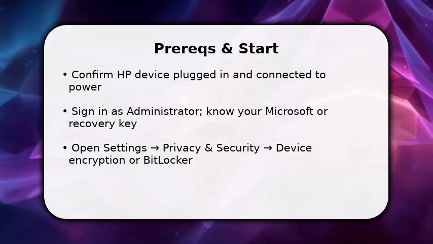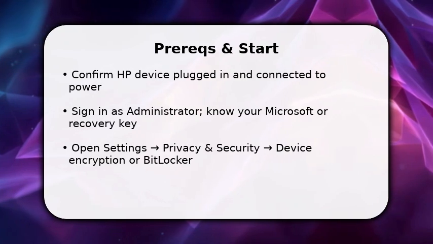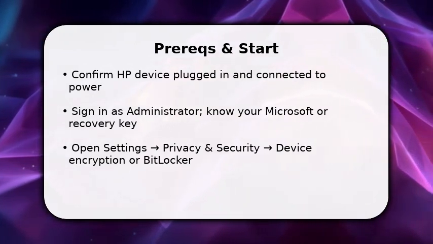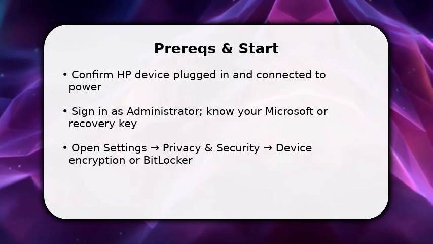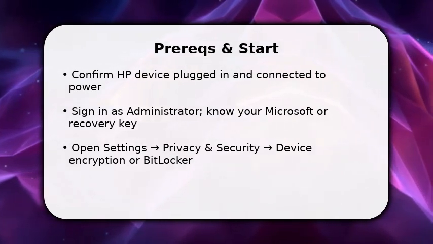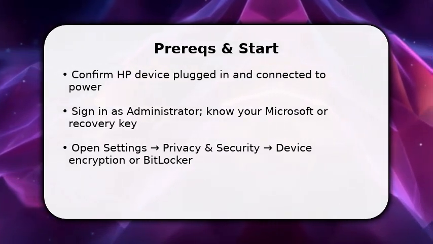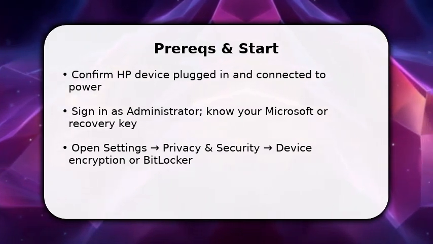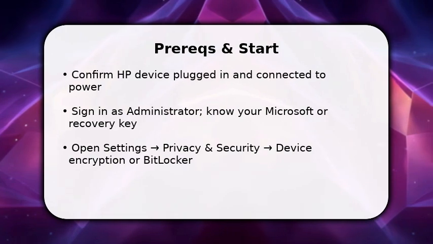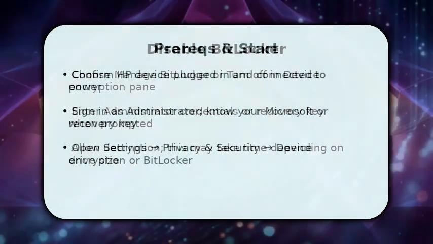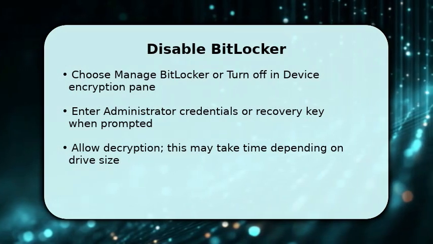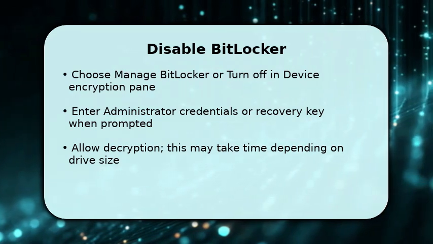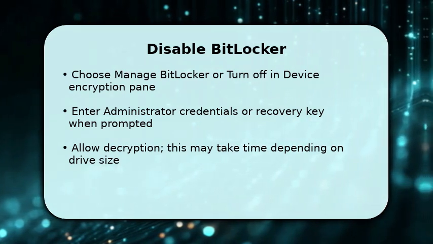Now open Settings, navigate to Privacy and Security, and select Device Encryption or BitLocker settings depending on your build. This starts the process. You'll see the current encryption state and options to turn off protection or suspend encryption. You now choose Manage BitLocker, or if Device Encryption appears, tap Turn Off. When prompted, enter your administrator password or paste the BitLocker recovery key to confirm you own the drive. This authentication prevents unauthorized decryption.